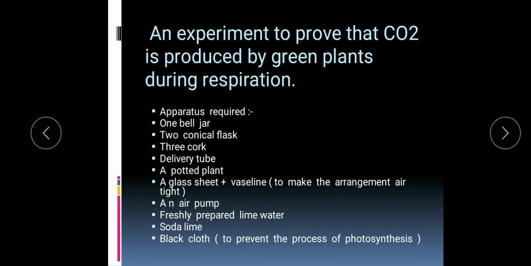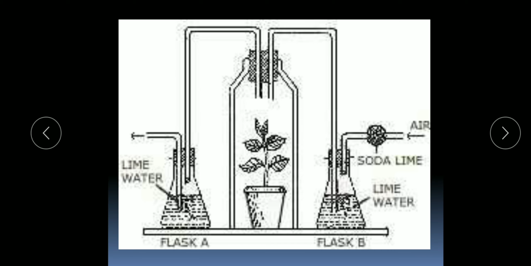Then we need a black cloth to prevent the process of photosynthesis. So this bell jar will be covered with the black cloth or black chart paper. And why it is covered with the black cloth or black chart paper? So that this plant will not perform the process of photosynthesis.